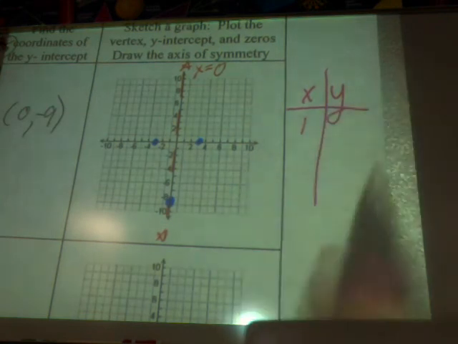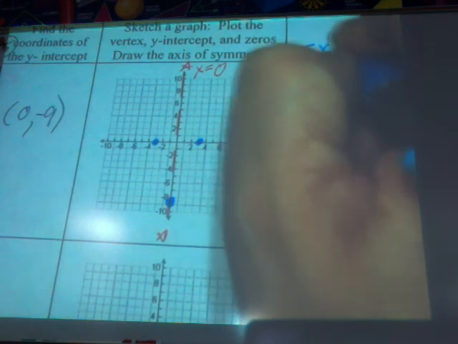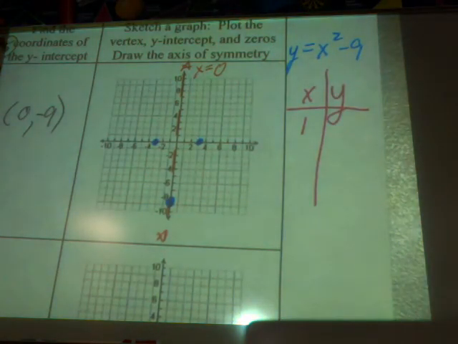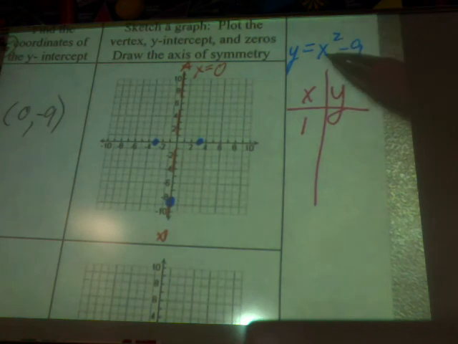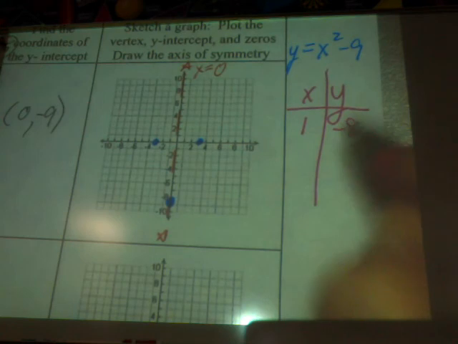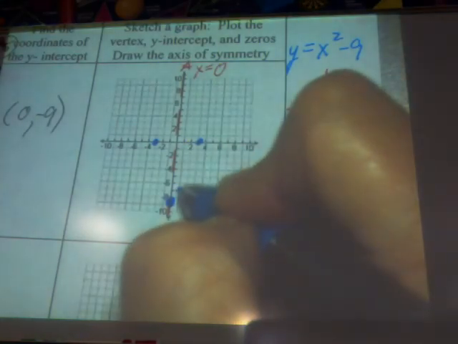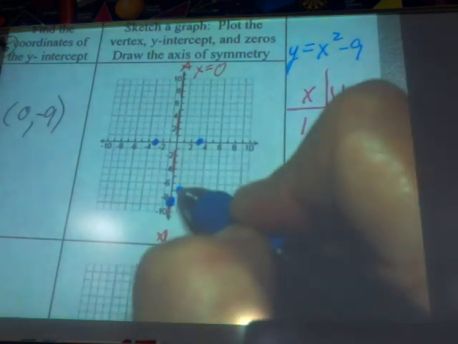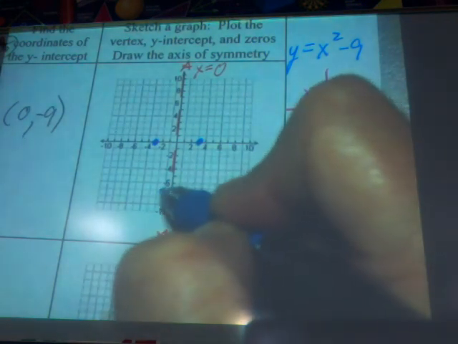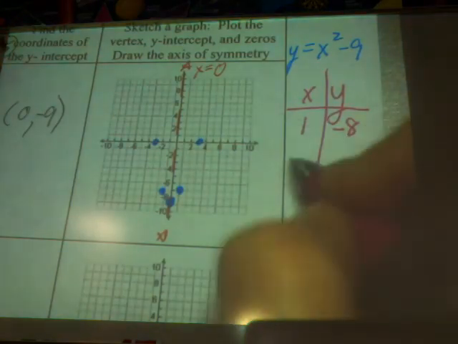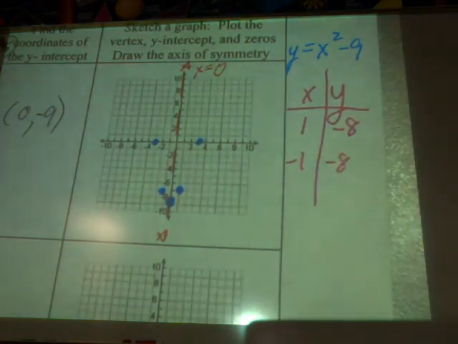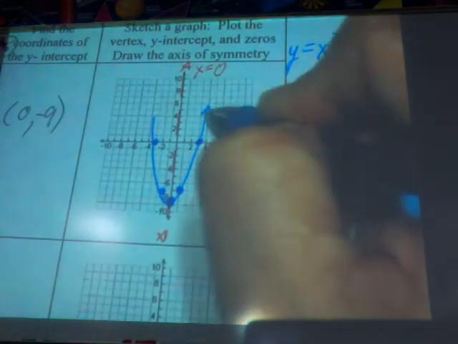So we're going to plug 1 in, and remember we're plugging it into y equals x squared minus 9. So what's 1 squared minus 9? Negative 8. And so if I plot that over here, I'm going to get not very far up. And so isn't the symmetrical point 1 unit to the left? So wouldn't I have negative 1, negative 8? Now you can put a nice shape to that parabola. Isn't it a thing of beauty?